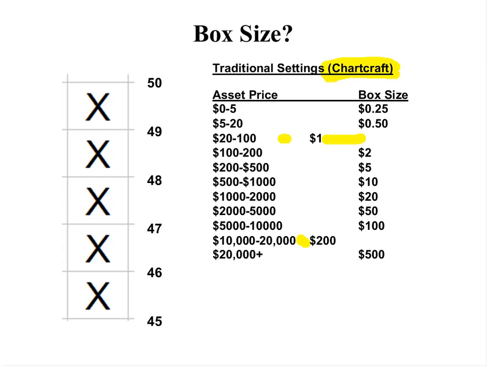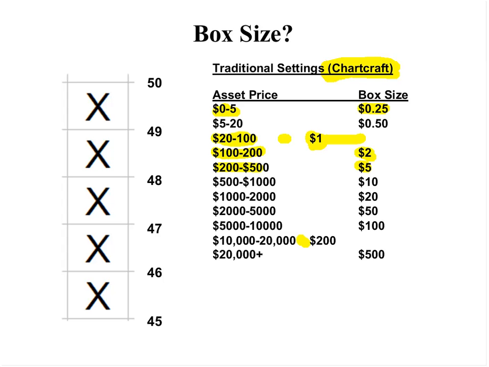Basically, stocks that are priced between $20 and $100, each box is $1. Okay, 100 to 200, each box is worth $2. 200 to 500, we go to 5, and so forth. Now, when you get down into the stocks under $5, and then you go to quarters, each box is just worth 25 cents. So this is the Chartcraft approach.